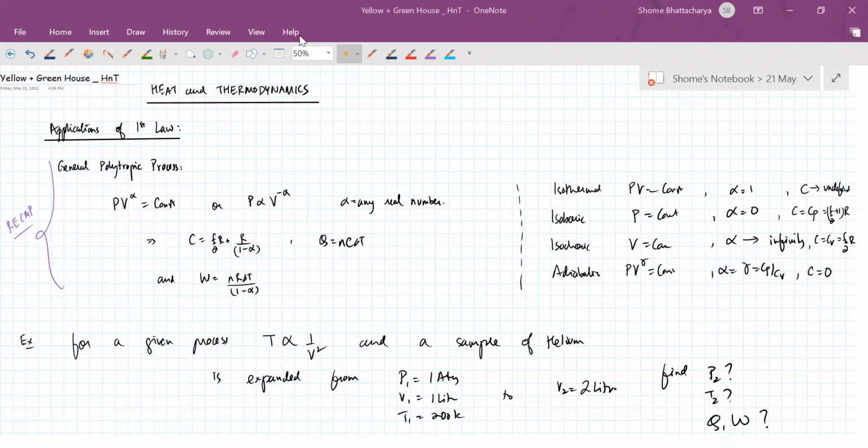So can you tell me the relation between pressure and volume for this process? The relation given is between temperature and volume. So convert it to a PV relationship and see what kind of quantity you're getting. That will tell you how to apply the equation of the polytropic process then.